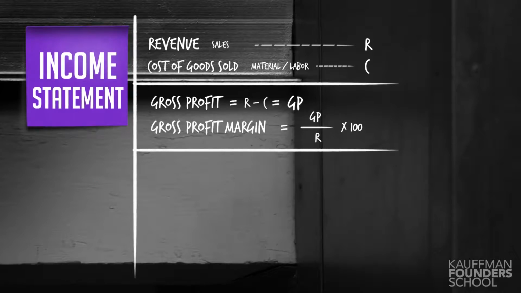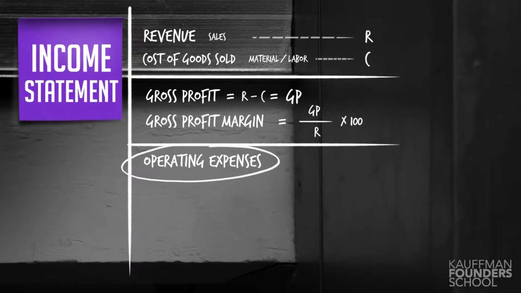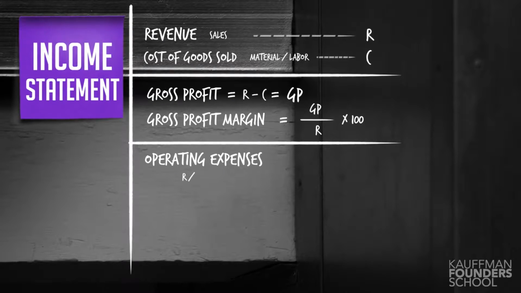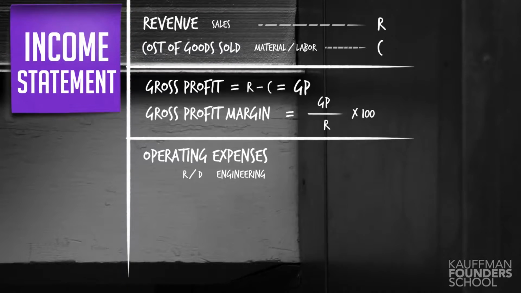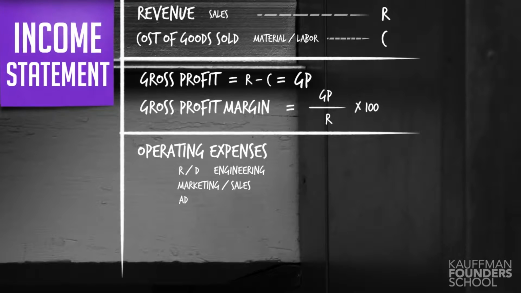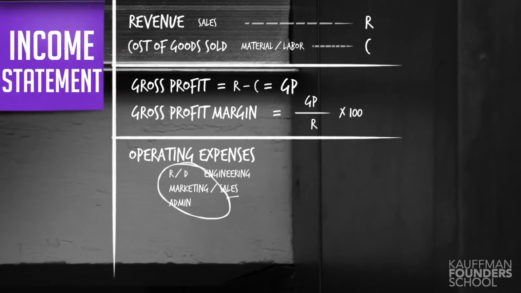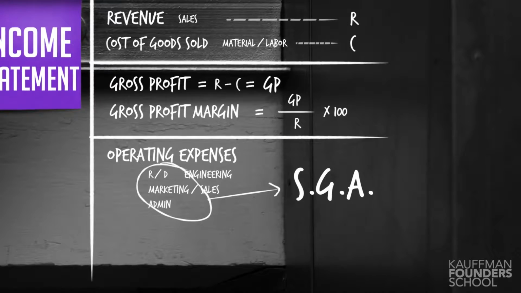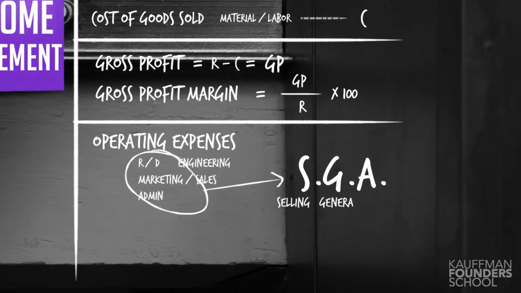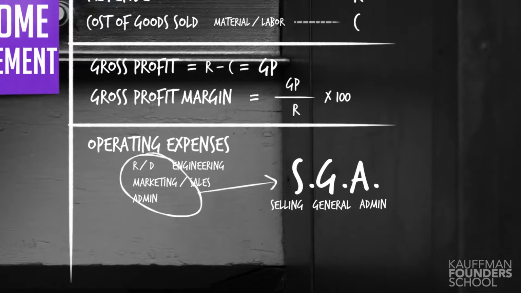The next thing on the income statement are your operating expenses. So that includes things like your R&D and your engineering. It includes your marketing and sales. It includes some of your operations and administrative activities. Traditionally, accountants will say, okay, you have this expense item, which is called SG&A. SG&A means selling, general, and administrative expenses. They lump all of these different expenses into that one category. That's not very useful to you as an entrepreneur.